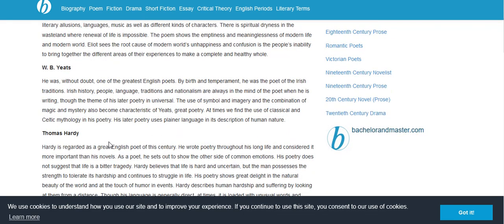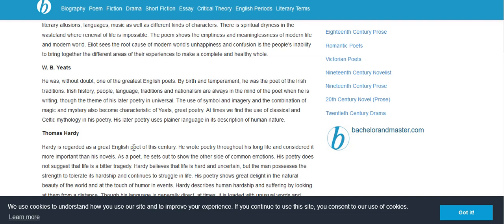W.B. Yeats was without doubt one of the greatest English poets, and he is also a Nobel laureate, and T.S. Eliot is also a Nobel laureate, who got the Nobel Prize in Literature. By birth and temperament, W.B. Yeats was a poet of the Irish tradition. He was born in Ireland. Irish history, people, language, traditions, and nationalism are always in the mind of the poet when he is writing, though the theme of his later poetry is universal.